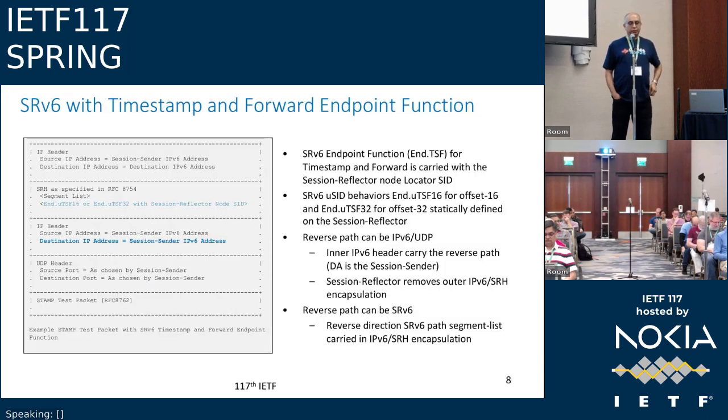So how do we do this with SRv6? It's a new endpoint function that is carried with the locator of the reflector. It just triggers this behavior to collect the timestamp in the fast data path. The reverse path can be IP UDP or it can be SRv6, and it will be encoded in the segment list if that is the case. So it's a fairly simple endpoint behavior that does the trick.